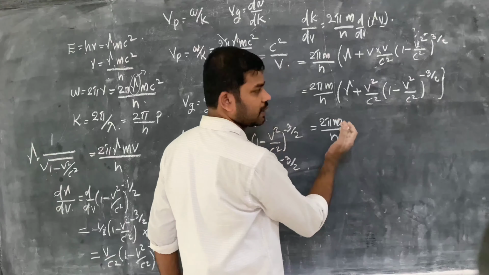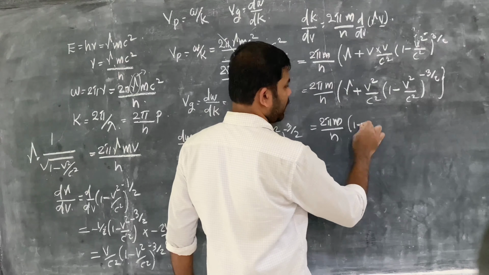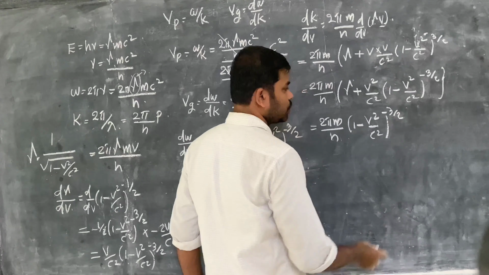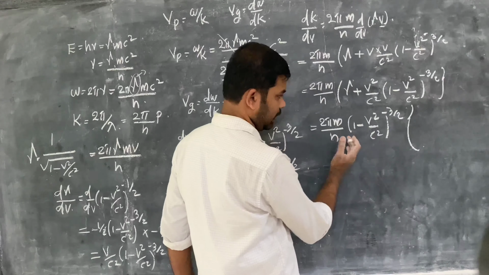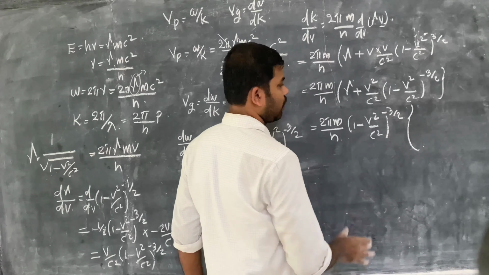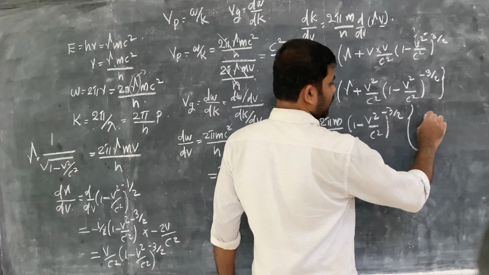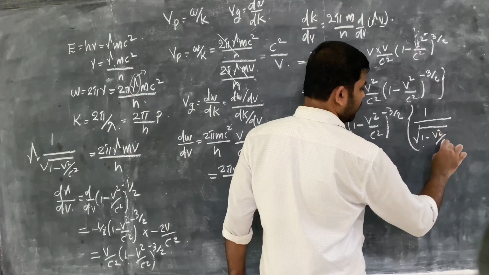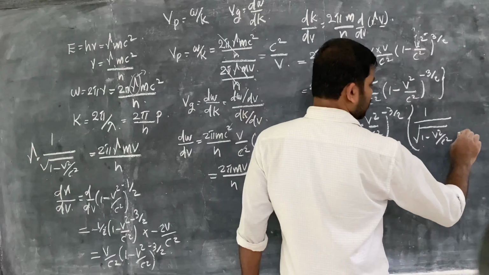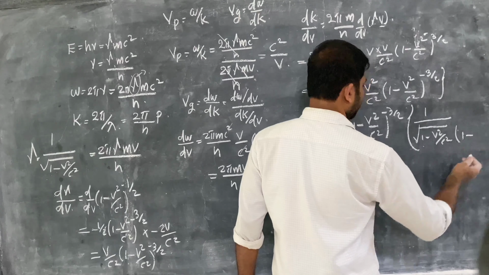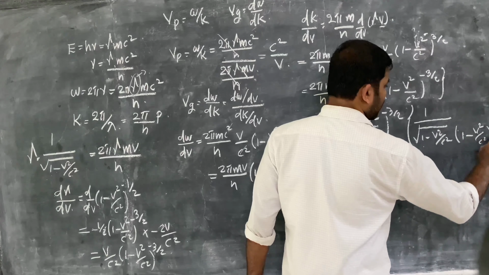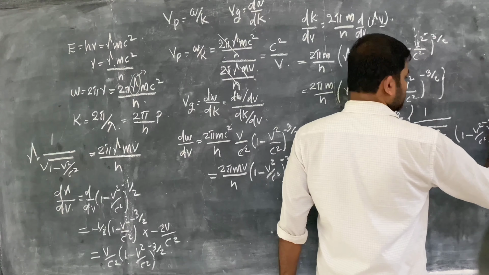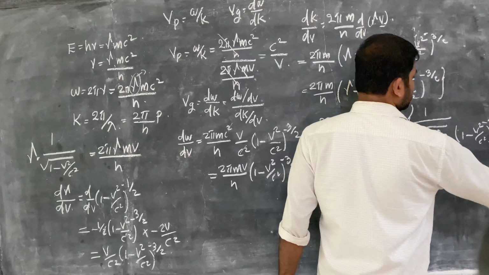So I can write 2 pi m divided by h. I am taking this term outside, so that is (1 minus v square by c square) all raised to minus 3 by 2 into, since I am taking this outside, I want to divide with this quantity. So this can be written as 1 by root of (1 minus v square divided by c square) into (1 minus v square by c square) all raised to 3 by 2, then plus v square divided by c square.